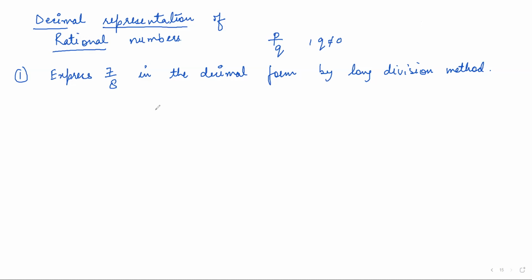So let us start the division process. How do we divide? We write the dividend here, right? We want to divide 7 and my divisor is 8, right? This is how we divide.